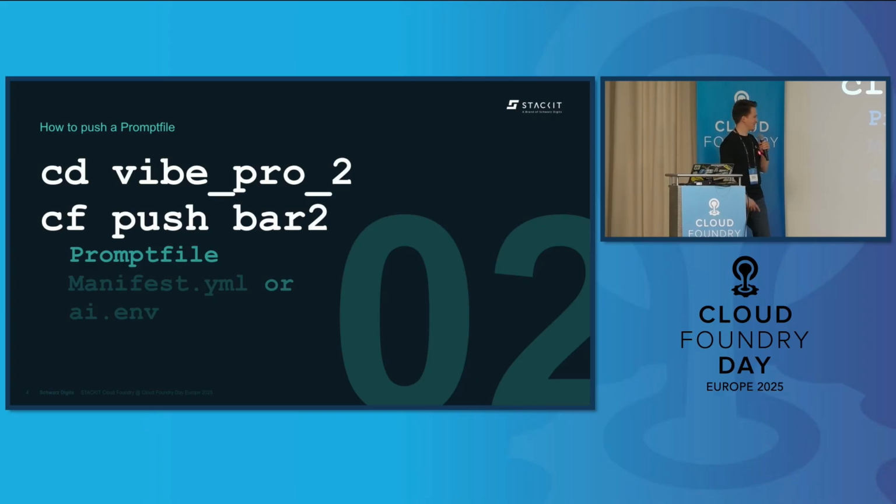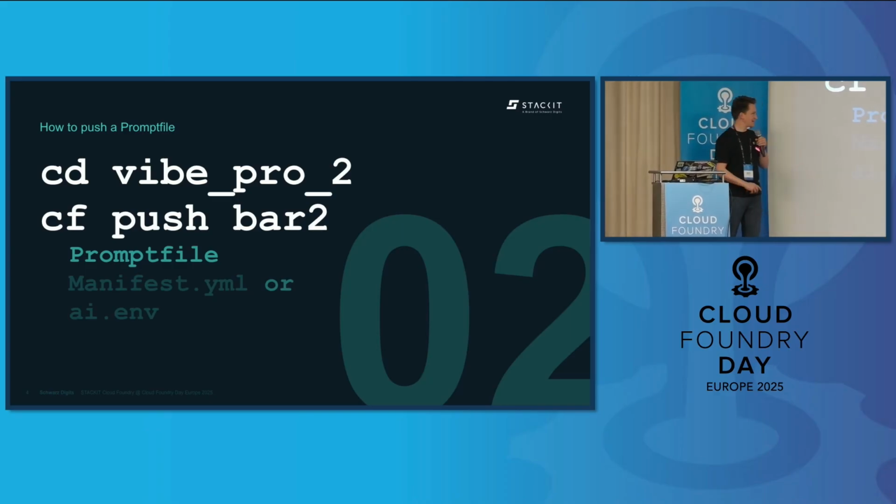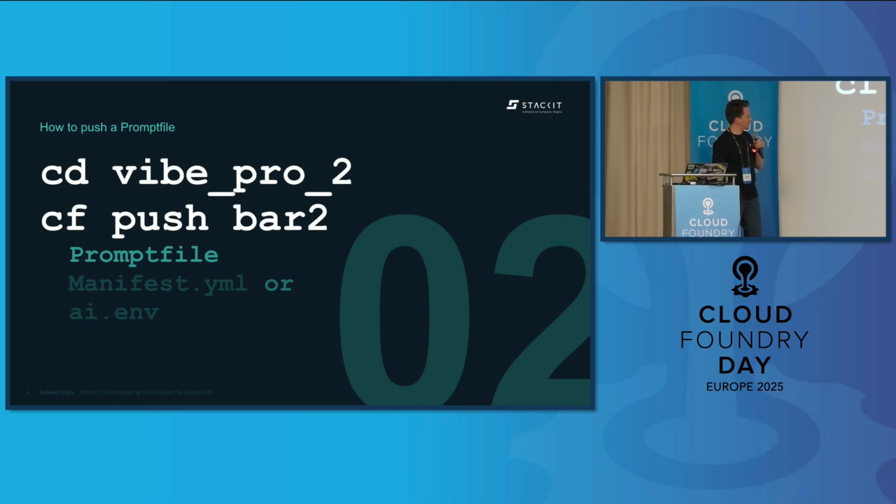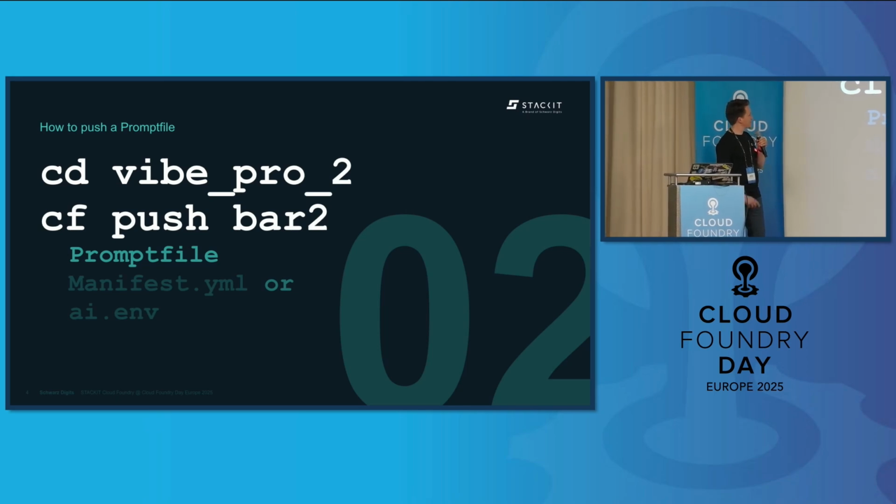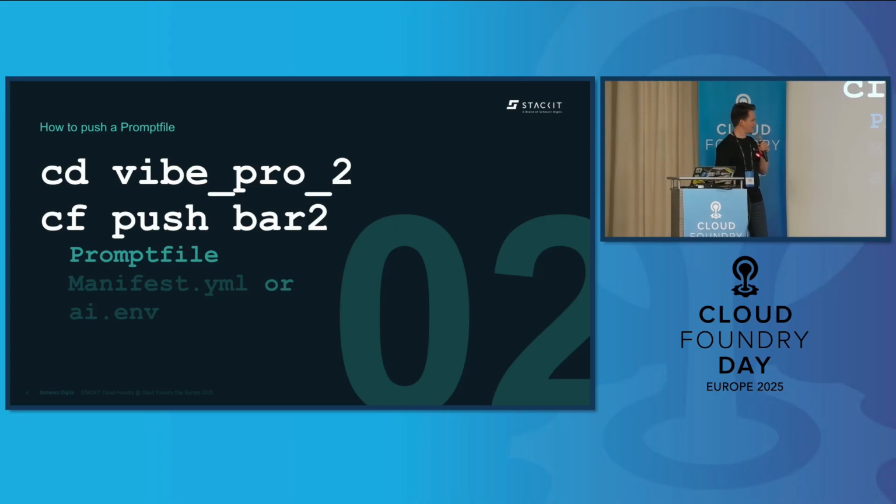So I had to come up with either a prompt file or something to push, comparable to the static file that you have with the static file build pack, or an environment file or something where you put your environments. So I implemented both, and it actually works. So now you can go to your folder, provide a prompt in a prompt file, and push it. And after a minute or two, you have an app.